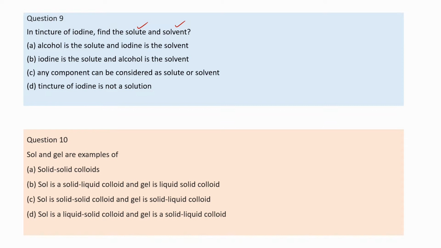That alcohol is solute. No, this is wrong. Iodine is a solute and alcohol is a solvent. So option B is the correct one. Question number 10. Sol and gel are examples of. They are examples of solid liquid colloid and liquid solid colloid. So option B is the correct option.